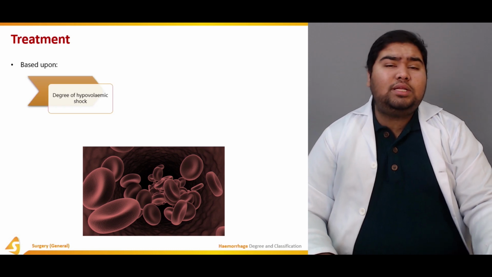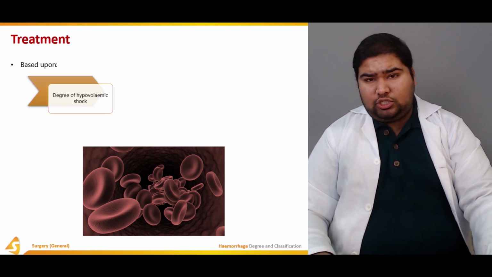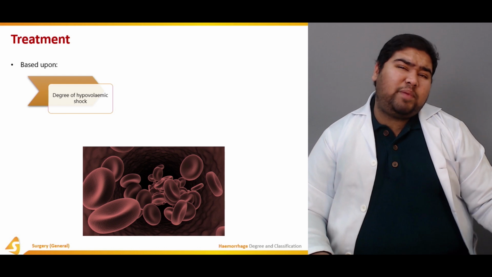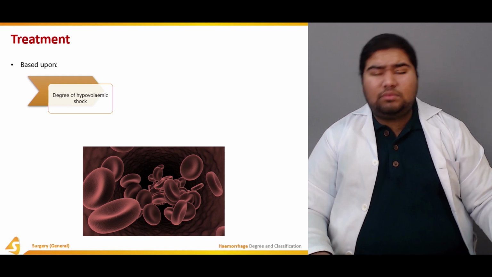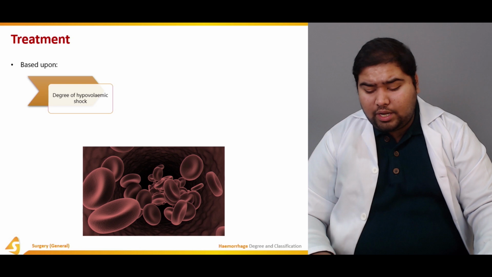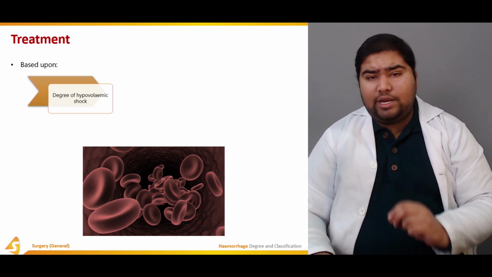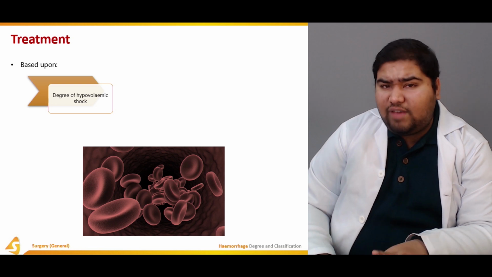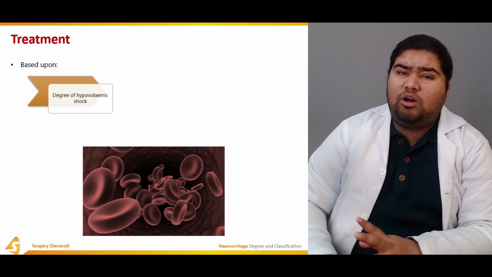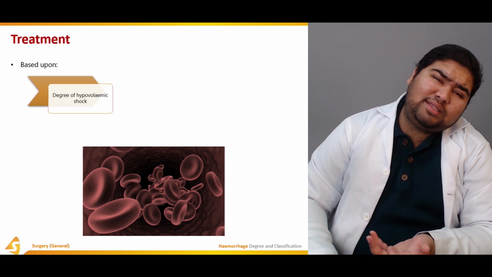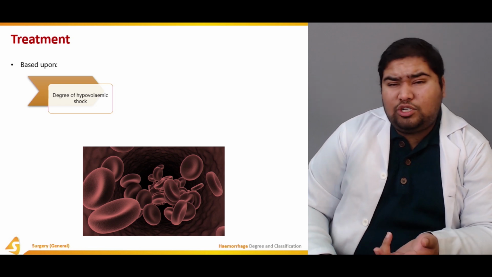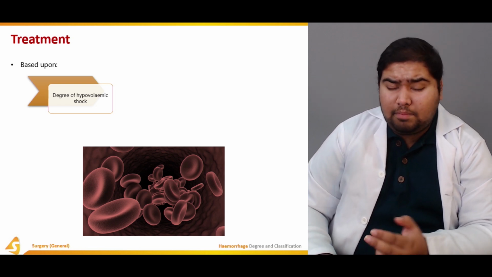So it is based on the degree of hypovolemic shock. So let's say if a patient is in first class of hemorrhage, that is less than 15% of blood has been lost. So the management would be vigorous, but not very vigorous. You would try to compensate for that by fluids, by resuscitation, and you would try to stop the bleeding.